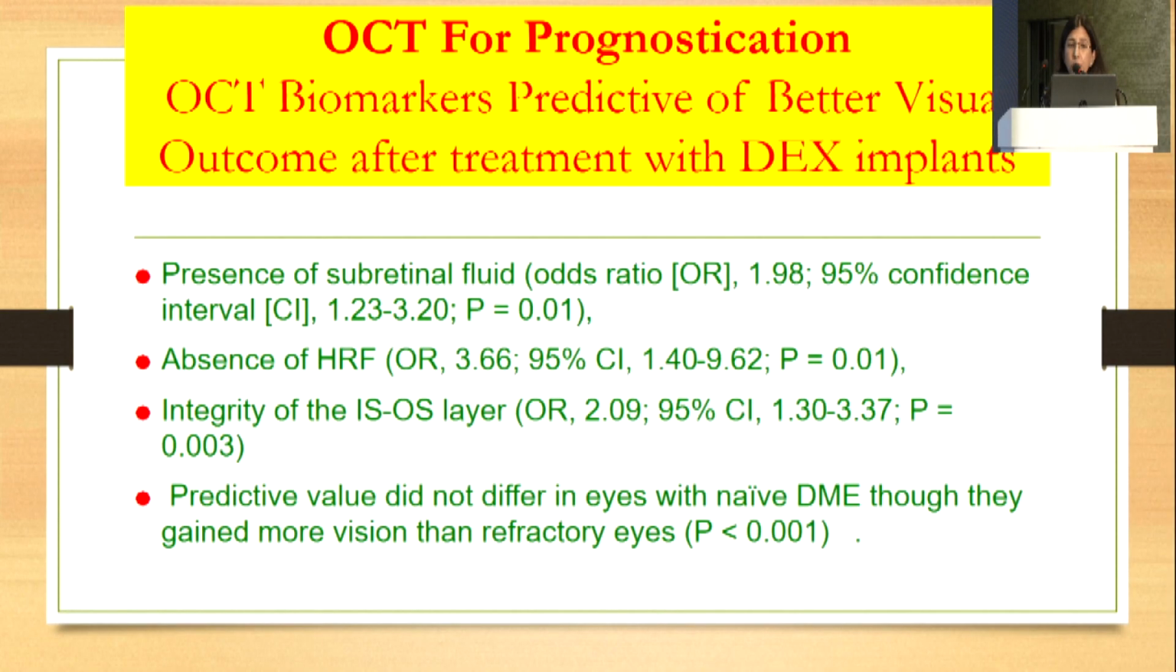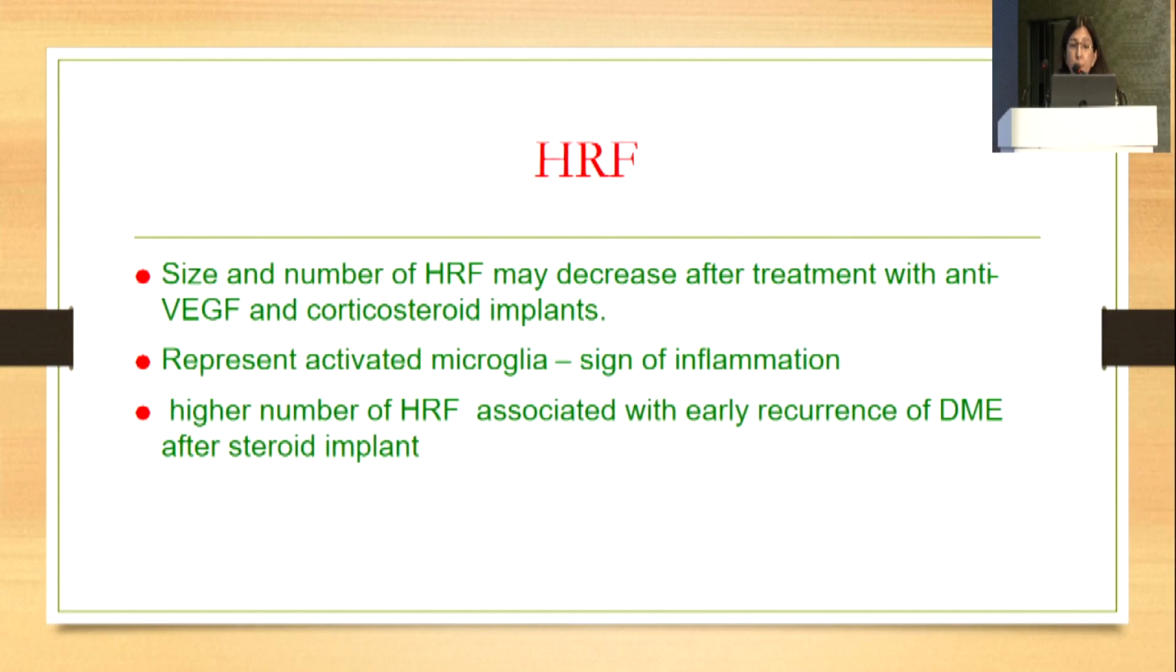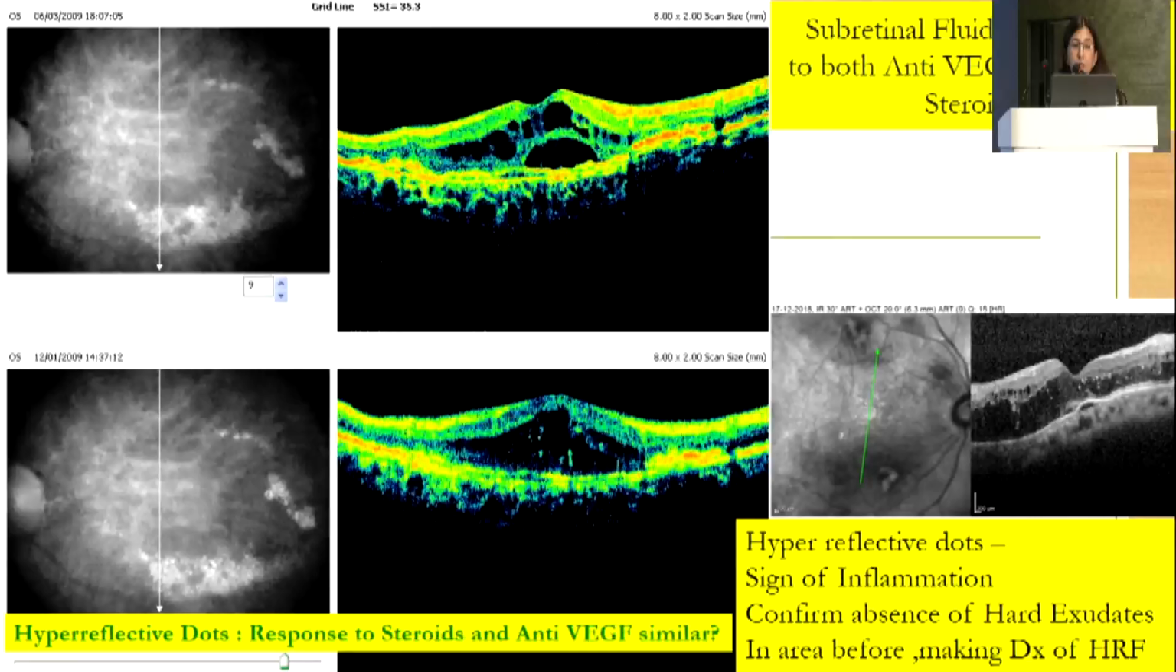There are some OCT biomarkers which indicate better visual outcome in DME. One is presence of SRF, absence of hyperreflective spots, and integrity of the ISOS layer. Hyperreflective spots are usually a sign of inflammation. Higher the number, we know we are going to have early recurrence of DME, and they may respond a little better to corticosteroid implants rather than anti-VEGF.